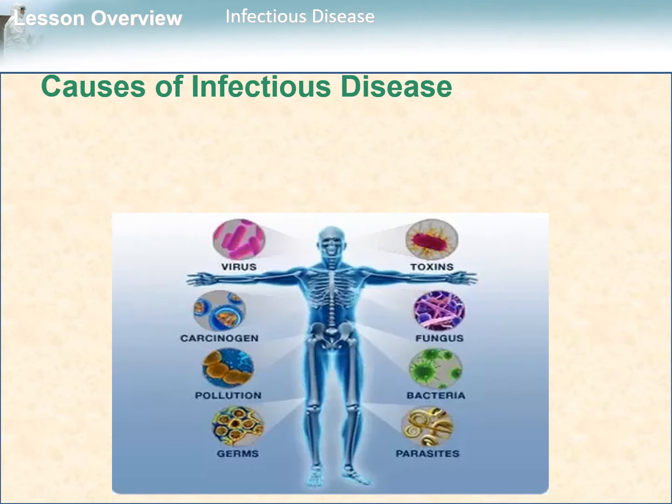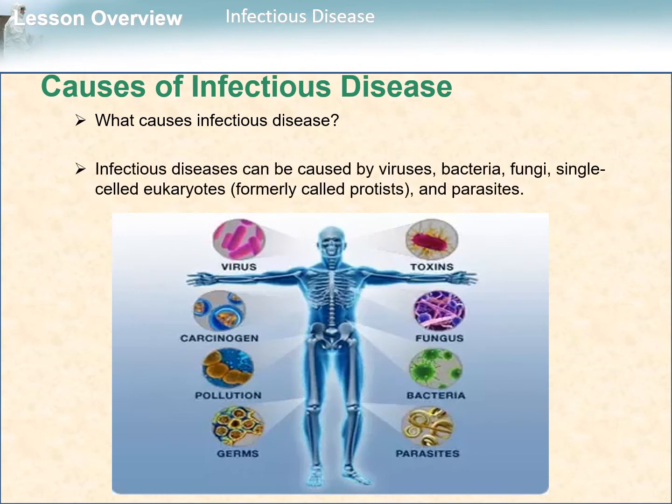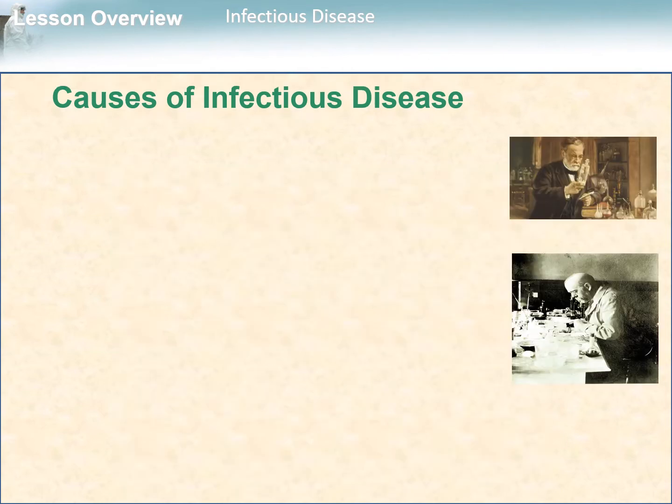So let's start with the causes of infectious diseases. What causes infectious disease? These infectious diseases can be caused by viruses, bacteria, fungi, single-cell eukaryotes, which are called protista, and some parasites. So when we say infectious diseases, these are disorders in the body caused by microorganisms or pathogens, which I have mentioned, that disrupt the normal body functions or cause infections.